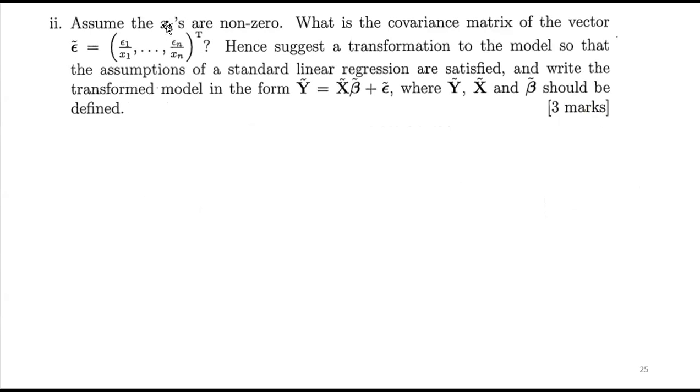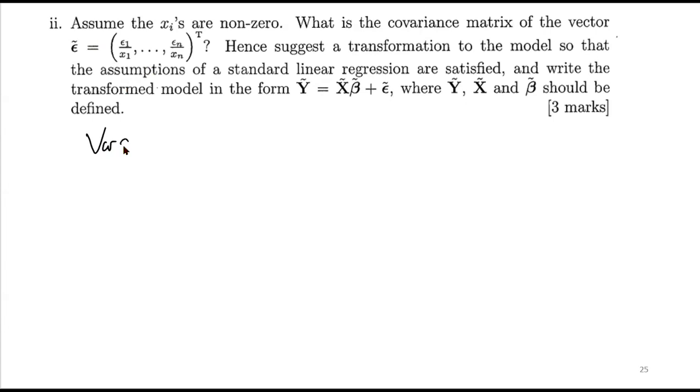Assuming the xi's are non-zero, then what is the covariance matrix of this error term? So it's based on the transformed ones where you divided each one by the predictor value. Hence suggest a transformation of the model assumptions. Okay, read it through, guys. So the covariance matrix of this guy, let's do that first.